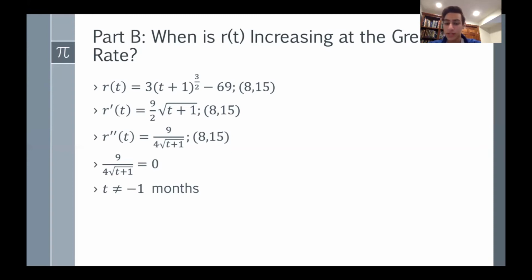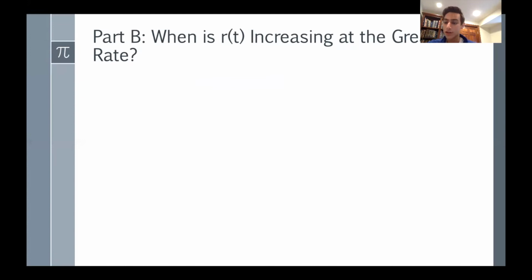The only issue with this is we can't have time being negative 1 month. We don't have negative time. The graph starts at 0, it ends at 15. So we can pretty much disregard this, because there are no critical points on this piece of the function, at least not in between. We're going to test the endpoints later.